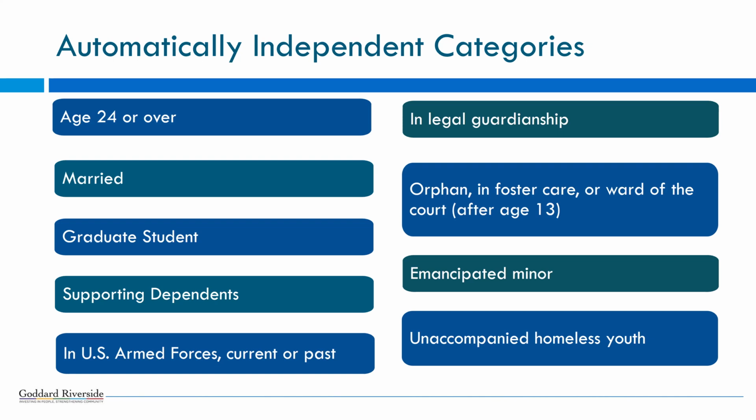Something that's not going to come into play here is an emancipated minor, because New York does not have emancipation. An unaccompanied homeless youth is a category that could come in here, and that would be a student who is not with parents, and they're living either in a shelter or couch surfing or something like that. They're just not in a stable home living environment, and they don't have their parents with them. They're on their own in that situation. So if that applies to you, you should definitely reach out to your counselor for extra assistance to understand how that affects you.